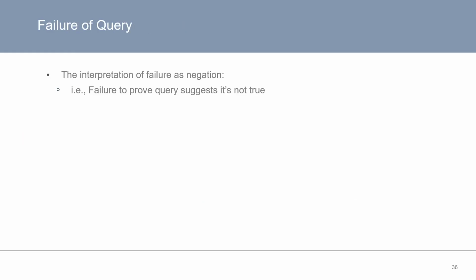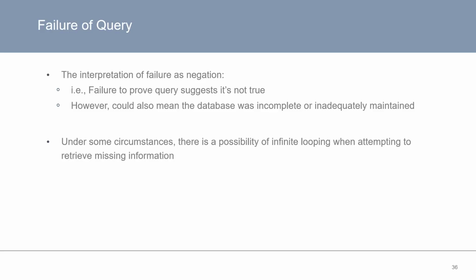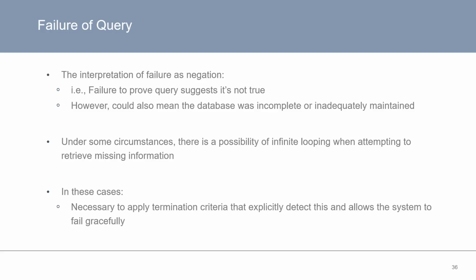When you have a query fail, you can have the interpretation of failure as negation. In other words, failure to prove the query could be used to suggest that it's not true. However, failing to prove a query could also just mean that the database was incomplete or inadequately maintained, so that's something to keep in mind. Under some circumstances, there's a possibility of infinite looping when attempting to retrieve some missing information. In these cases, it's necessary to apply termination criteria that will explicitly detect this and allow the system to fail gracefully. So be cautious that when you're building an expert system, you avoid creating situations where the occurrence of an infinite loop is possible.